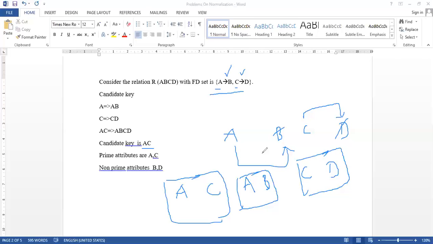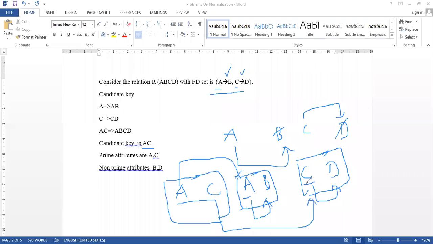Now see the first table, A to B. Here A is the candidate key, so it is a valid FD. Okay, here C to D. C is the candidate key. It is a valid FD. Here it is combinedly the candidate key. Now A is a foreign key referring to this table. Here C is a foreign key referring to this table.